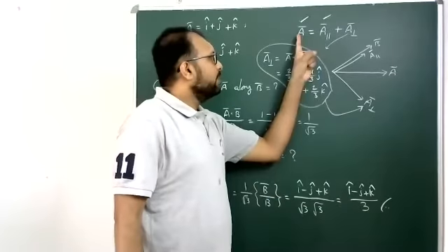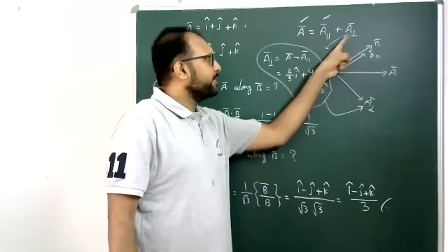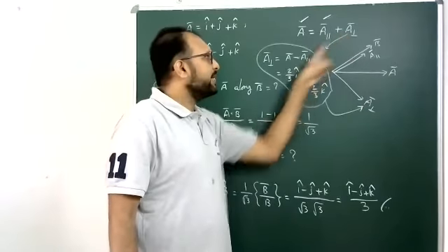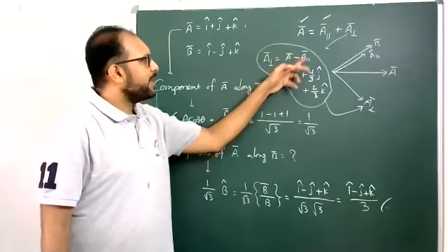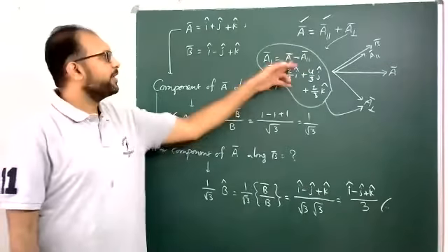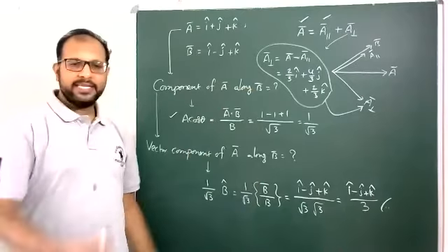Then next, vector A bar we can write A parallel plus A perpendicular. Our target is A perpendicular. A perpendicular is A bar minus A parallel bar, because we know A bar and also A parallel. Yes, simplify. Please write that.